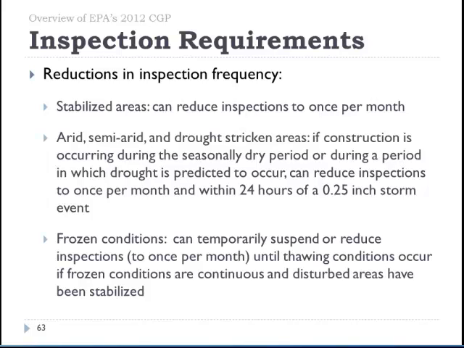And then for frozen conditions, if construction is actively occurring and there are frozen conditions on your site, you can reduce your inspections to once per month, or if you've temporarily suspended your construction activities, you can temporarily suspend your inspections up until the point in which thawing conditions start to occur.